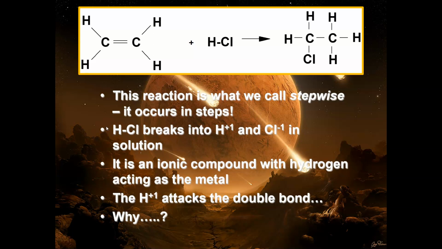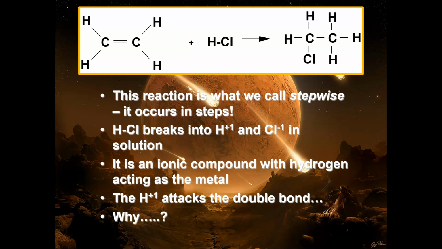Now, this is what we call a stepwise reaction. That means it's going to be occurring in steps. So the hydrochloric acid is going to break into hydrogen and chlorine in that solution. It's an ionic compound. The hydrogen is acting as the metal, the chloride is the nonmetal. So the hydrogen ion is going to attack the double bond.